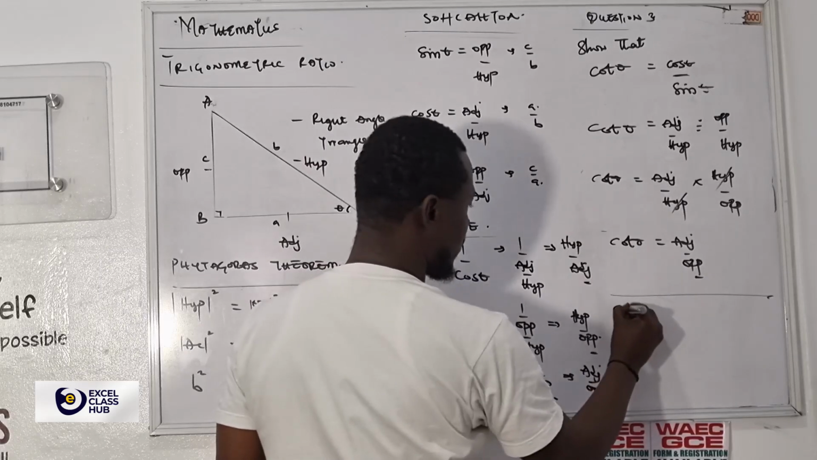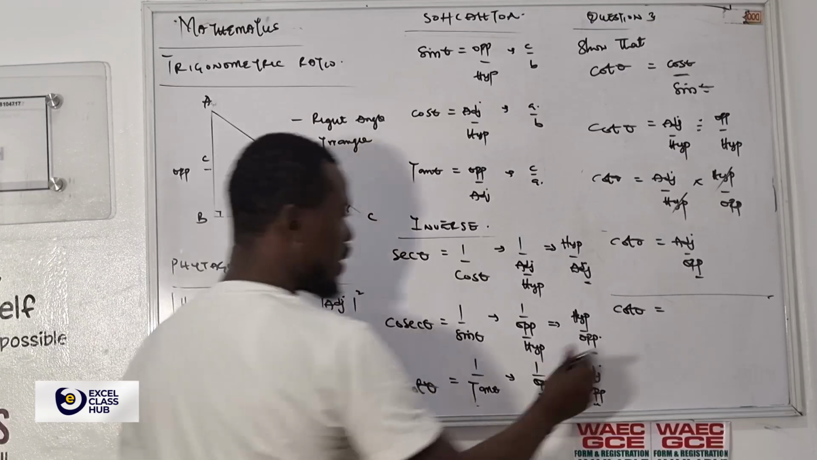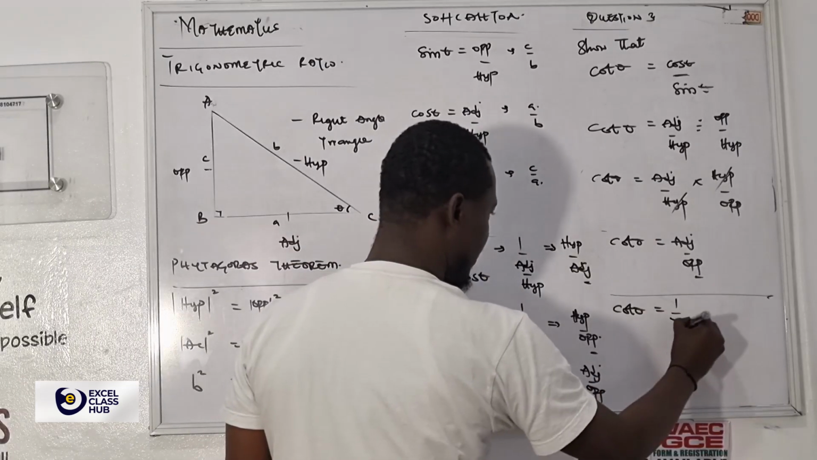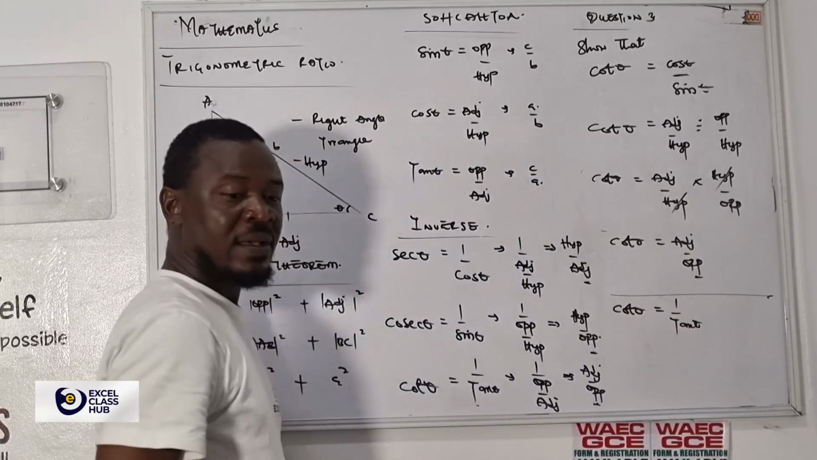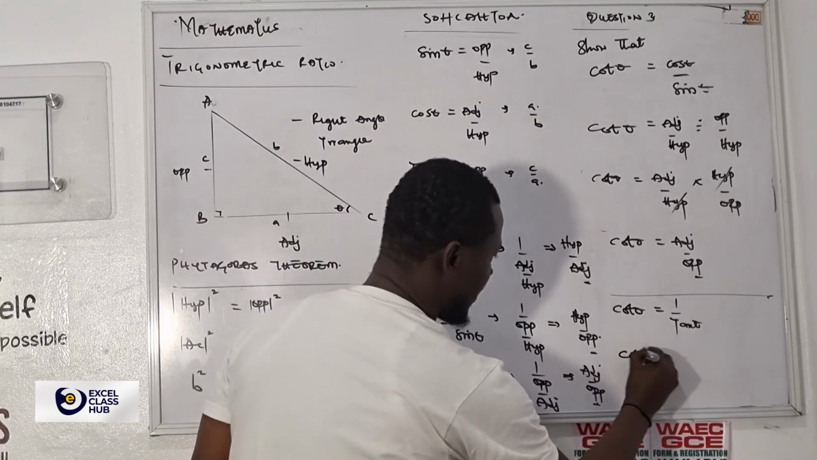Okay, this is your cot theta. What do you call your cot theta, student? 1 over tan theta. 1 over tan theta. Abi? And from the first example I solved, remember, this is cot theta.